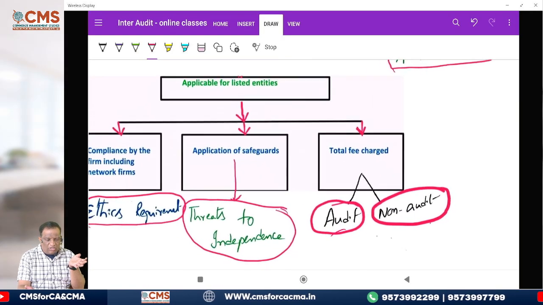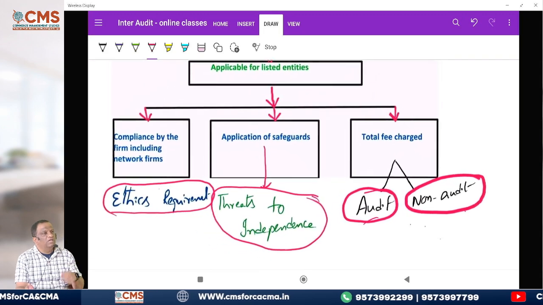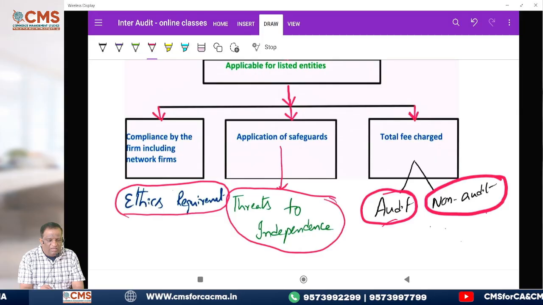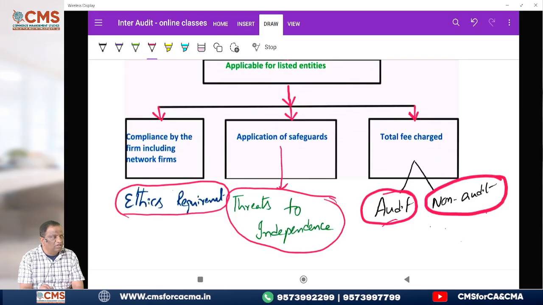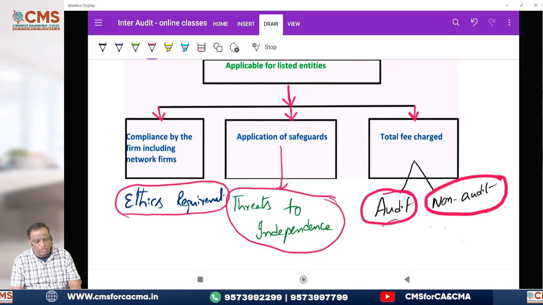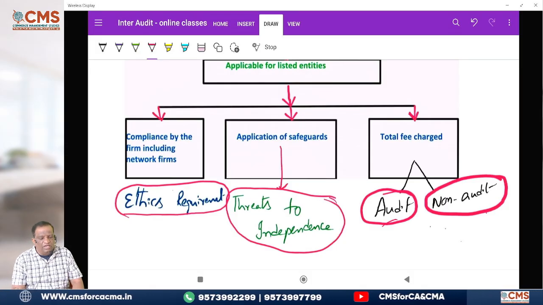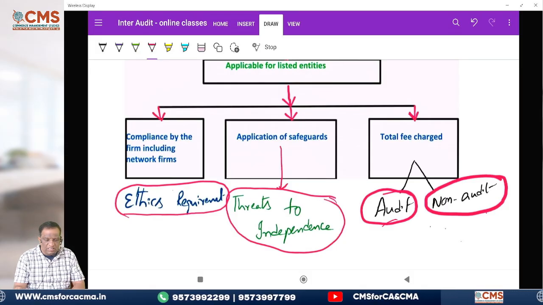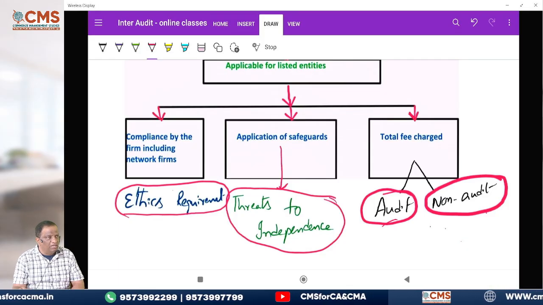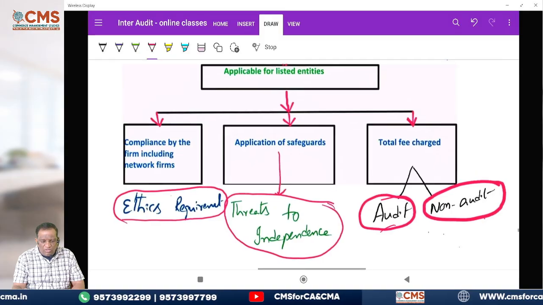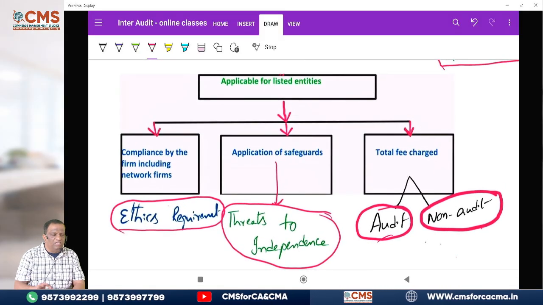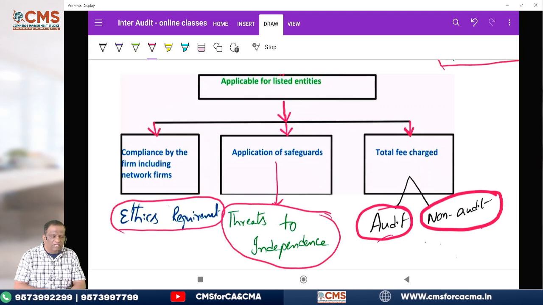It is applicable only for listed entities. What are the points the auditor should confirm here? Compliance by the audit firm, including their network firms, with the ethical requirements. Second, application of safeguards. Wherever there are threats to independence, how the auditor has applied the safeguards against these threats. And the third one, total fee charged, audit and non-audit related. This is the only item which is something to be discussed at the marathon. The remaining ones are simple, straightforward topics which we can do.